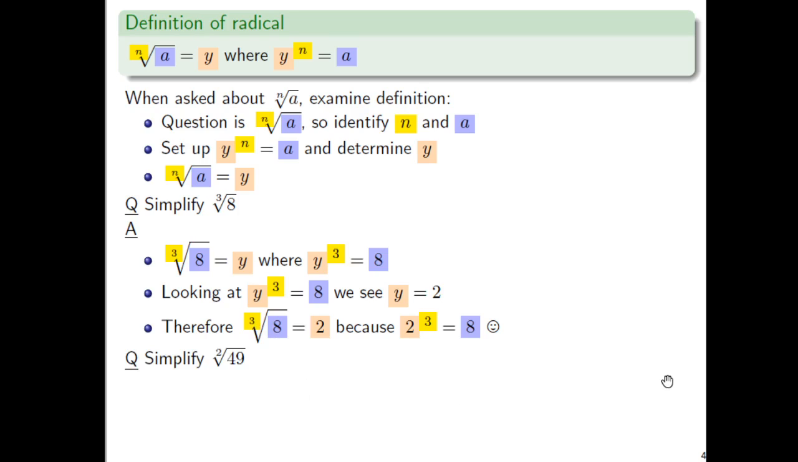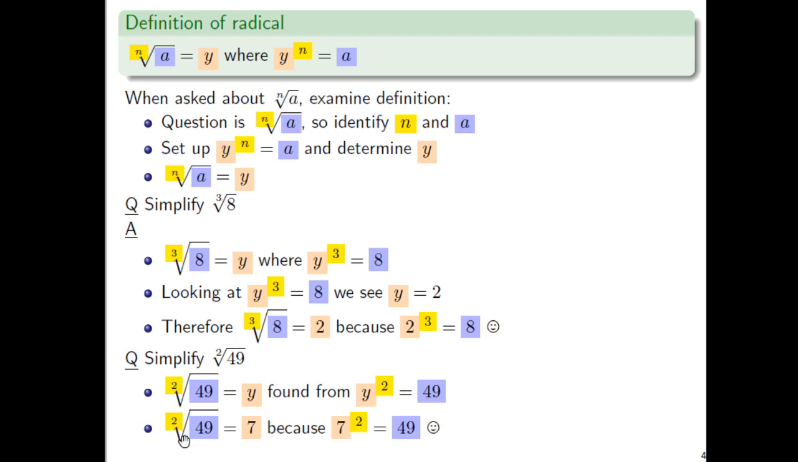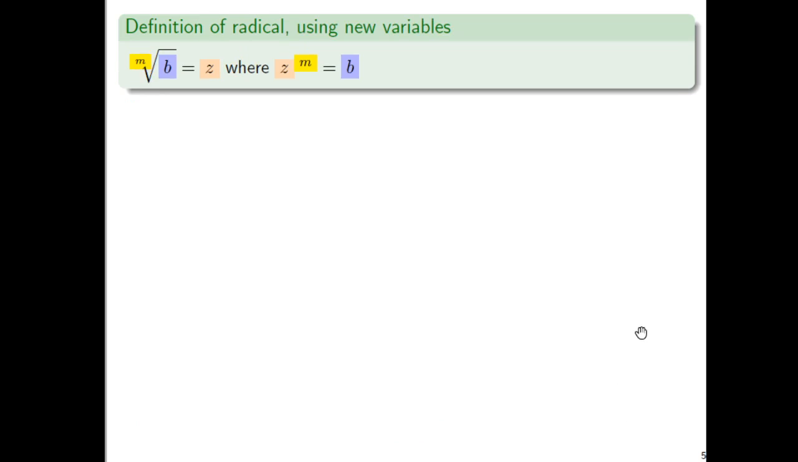Here's another one, the second root of 49. The second root of 49 equals y, which will be found from answering y to the second is equal to 49. That is, fill in the blank, raised to the second equals 49. And, well, the second root of 49 is equal to 7 because 7 to the second equals 49.